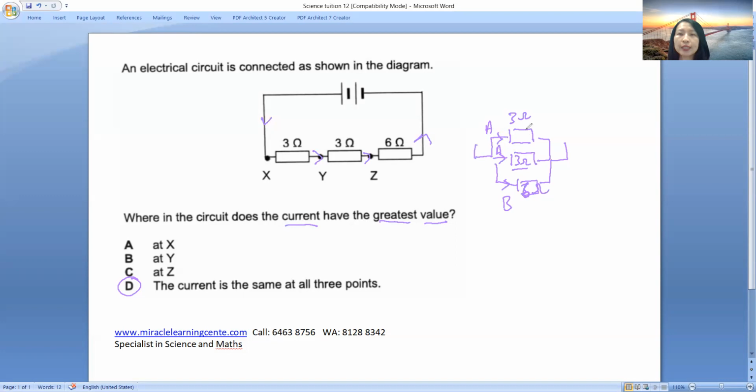So in parallel, the current A and B, they will add up. But for current, for resistors in series, it's the same throughout. Hence, the answer is D.